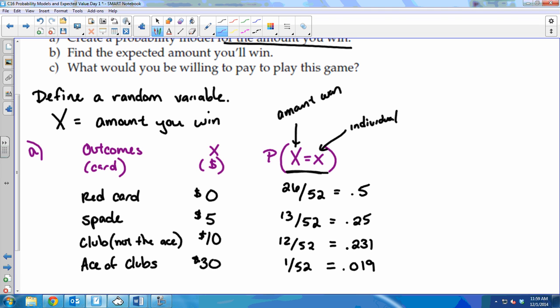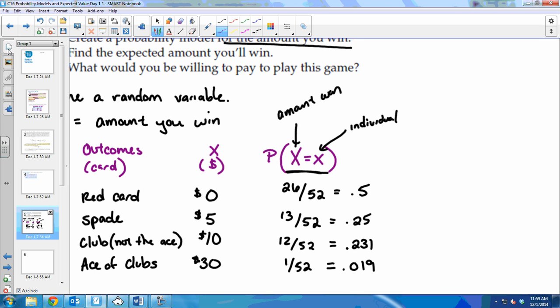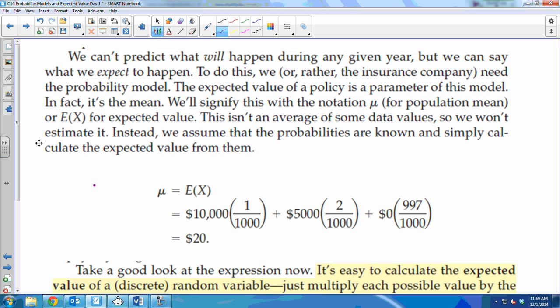How am I going to figure out what I expect to happen? So we're going to do this. We want to find an average. In this case, it's not based on sample data. This is all theoretical, right? We don't really know what's going to happen.